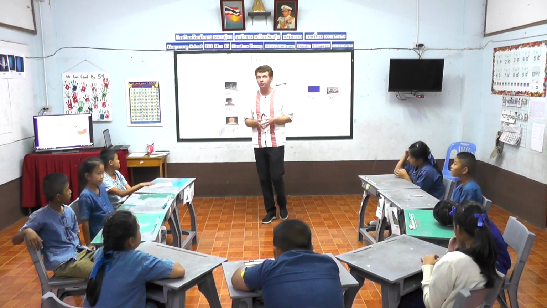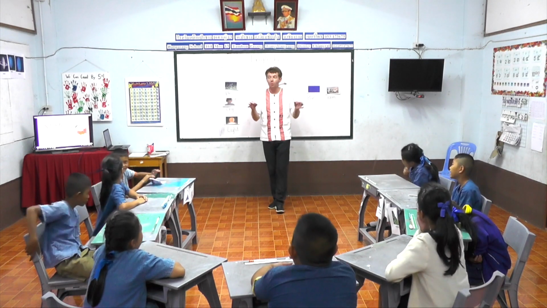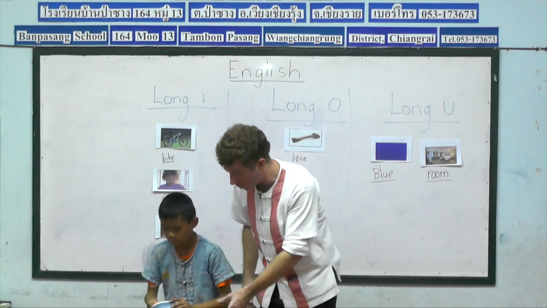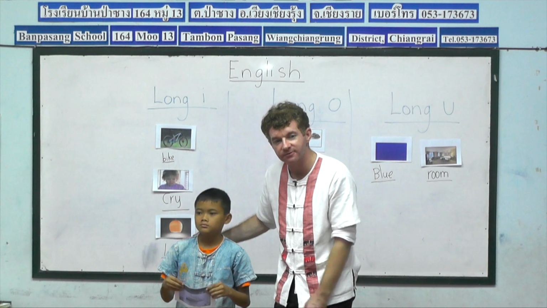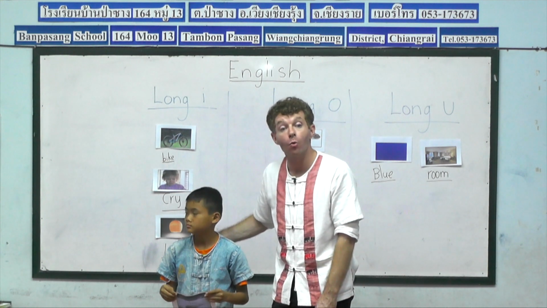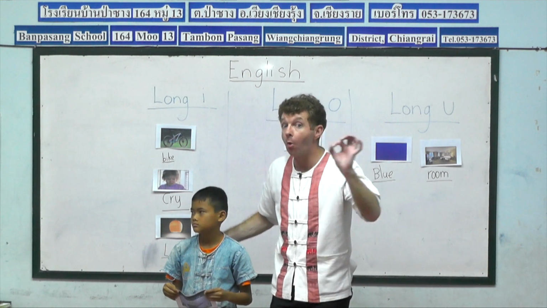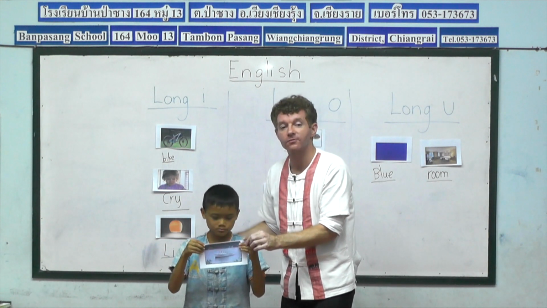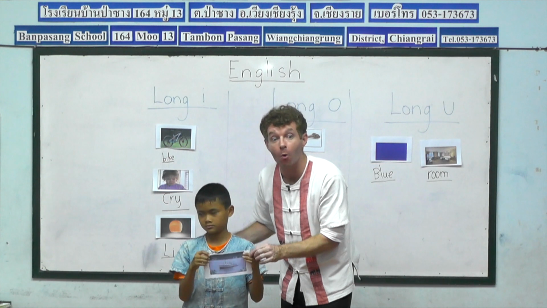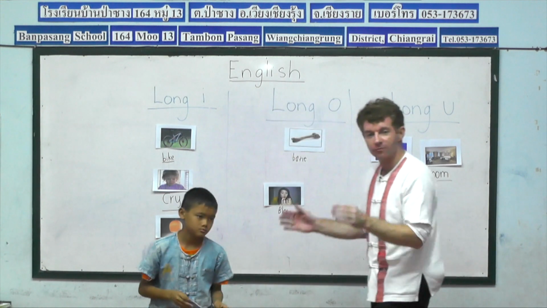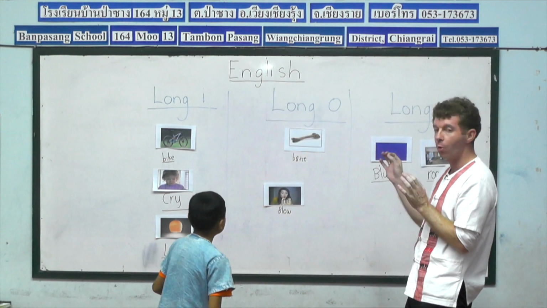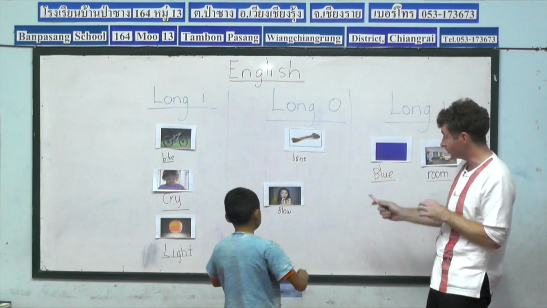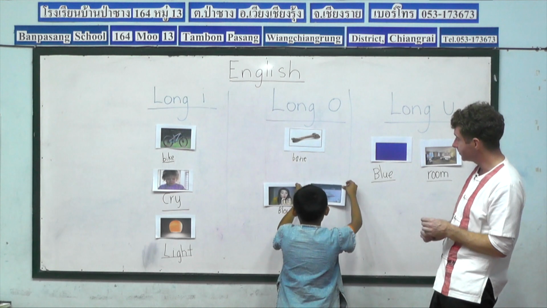Now it's Chu's turn. So Chu, come and show class your picture. Okay, let's show your picture to class. What can we see on Chu's flashcard, guys? Boat. All together, guys, boat. So what sounds are we making when we say boat? Long O. Excellent. So Chu, you can place it in that column.